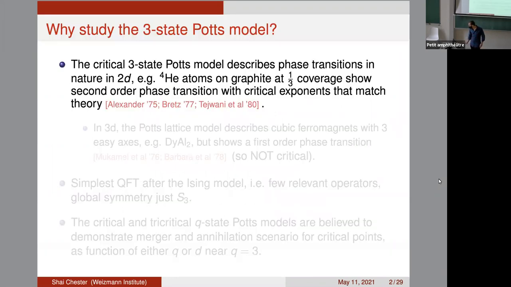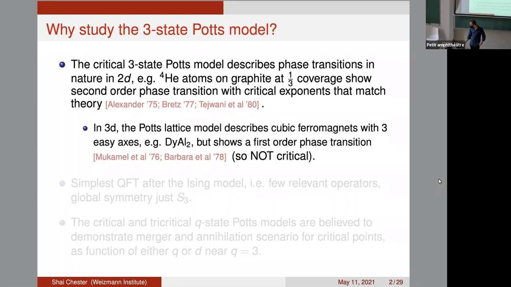Let's begin by motivating why we want the three-state Potts model. First of all, it's relevant to reality. The critical three-state Potts model describes phase transitions in nature in two dimensions. For instance, the restriction helium atoms on graphite coverage show a second order phase transition with critical exponents that match the exactly known value. And this is something which was shown many years ago in various experiments. So it actually describes things people care about.